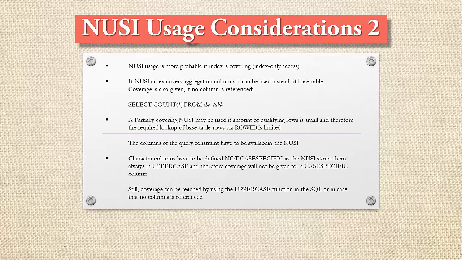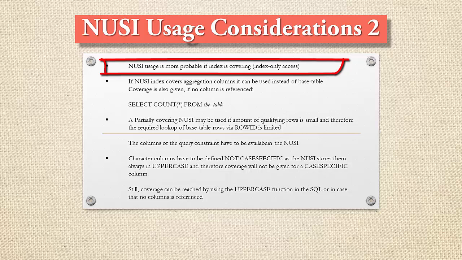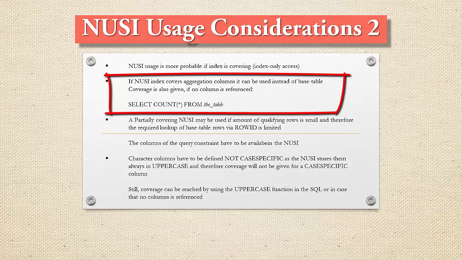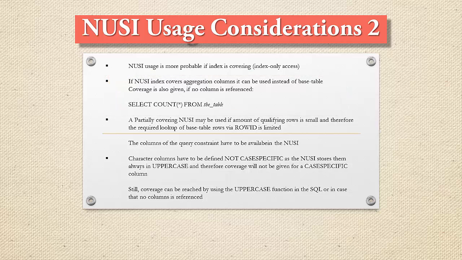NUSI usage is more likely if the index is covering. A NUSI index is even suitable for aggregation, so that our count of base table rows can run over a NUSI subtable instead. Coverage is also given if no column is referenced, such as in a select count star from query. With a little intuition, you may already see why this is allowed for.